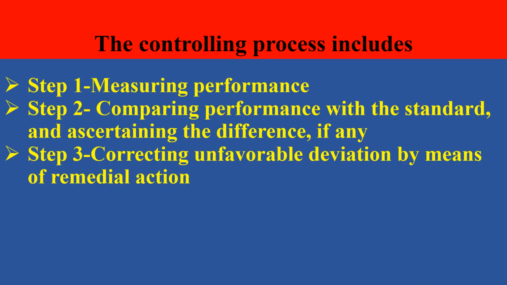The controlling process includes measuring of performance, comparing performance with the standard and ascertaining the difference, if any, and correcting unfavorable deviation by means of remedial action. So there are 3 steps involved.